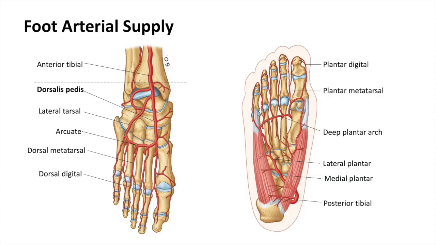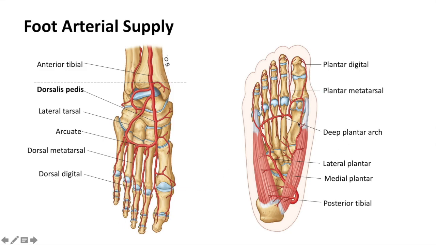Okay, here's our arterial supply of the foot. So here's this dorsalis pedis that we've talked about. Remember, that's coming from our anterior tibial. We've got our arcuate making an arc. And then this is our lateral tarsal that is anastomosing with this arcuate, as well as our dorsalis pedis. To our toes, we've got down our dorsal metatarsals and then our dorsal digitals when we get to the digits.